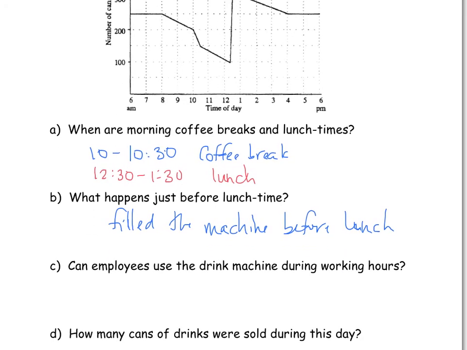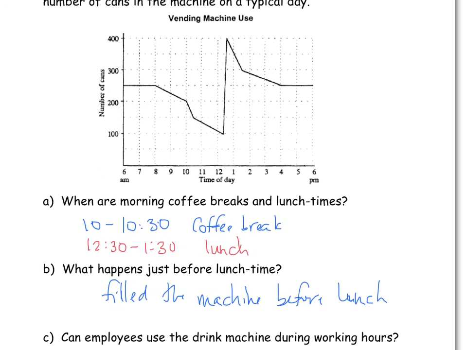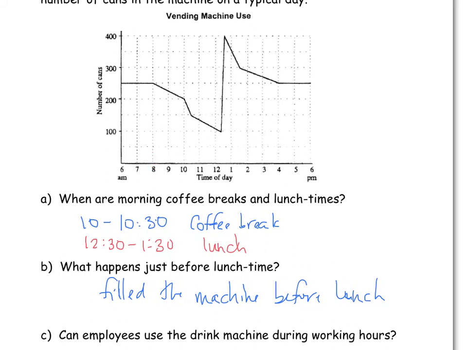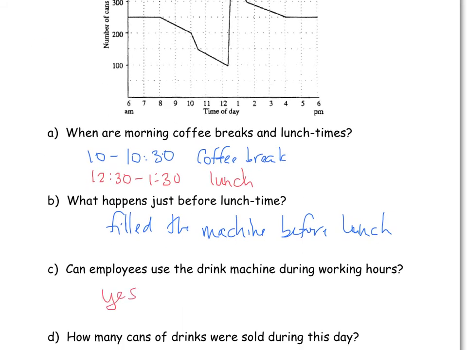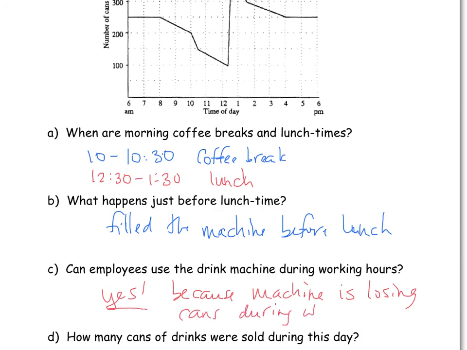Okay, next, can the employees use this drink machine during work hours? Well, notice that during work hours, probably between 8 and 4, the machine does decrease in the amount of cans. So obviously in this situation, they are allowed to, because the machine is losing cans during the whole workday.